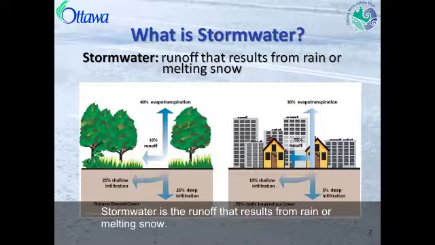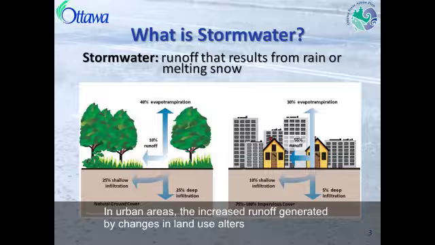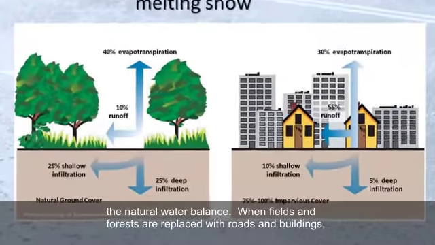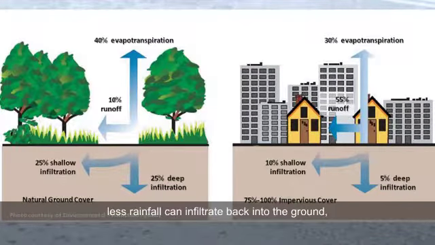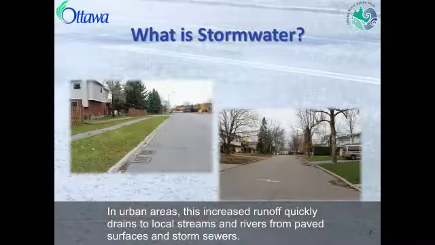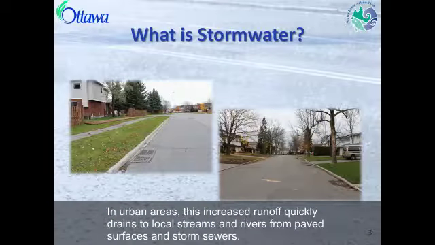Stormwater is the runoff that results from rain or melting snow. In urban areas, the increased runoff generated by changes in land use alters the natural water balance. When fields and forests are replaced with roads and buildings, less rainfall can infiltrate back into the ground. Less gets taken up by plants, and more runs off the surface. In urban areas, this increased runoff quickly drains to local streams and rivers, from paved surfaces and storm sewers.